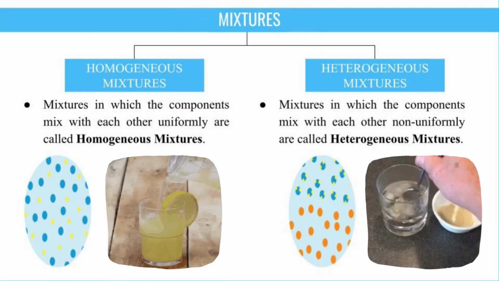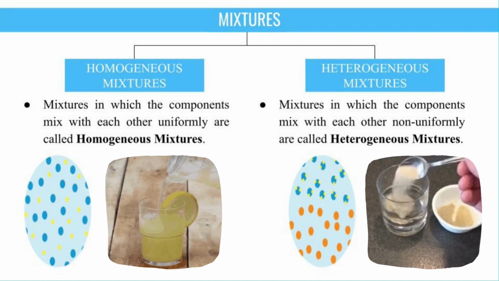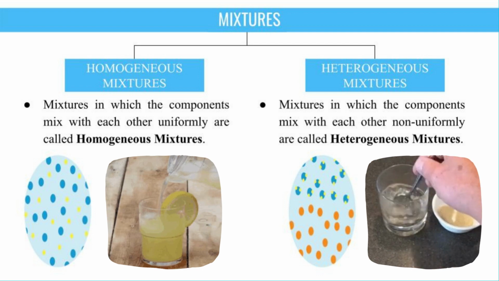Let's understand what mixtures are. A mixture is a combination of two or more substances that are physically combined, but not chemically bonded. The substances in a mixture can be separated by physical means. There are two main types of mixtures. Mixtures in which the components mix with each other uniformly are called homogeneous mixtures. Mixtures in which the components mix with each other non-uniformly are called heterogeneous mixtures.